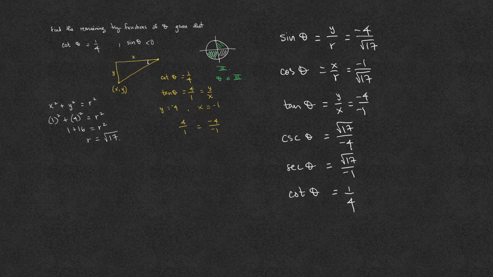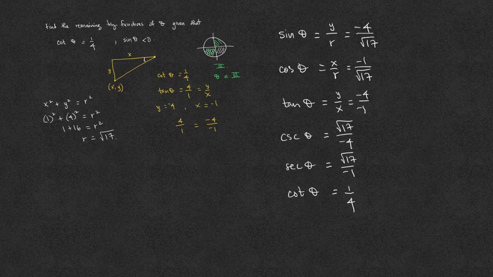Lastly, we will need to simplify these expressions by rationalizing the denominator. Negative 4 over root 17 is negative 4 root 17 over 17. Negative 1 over root 17 is negative 1 root 17 over 17, or simply negative the square root of 17 over 17. Negative 4 over negative 1 is 4.